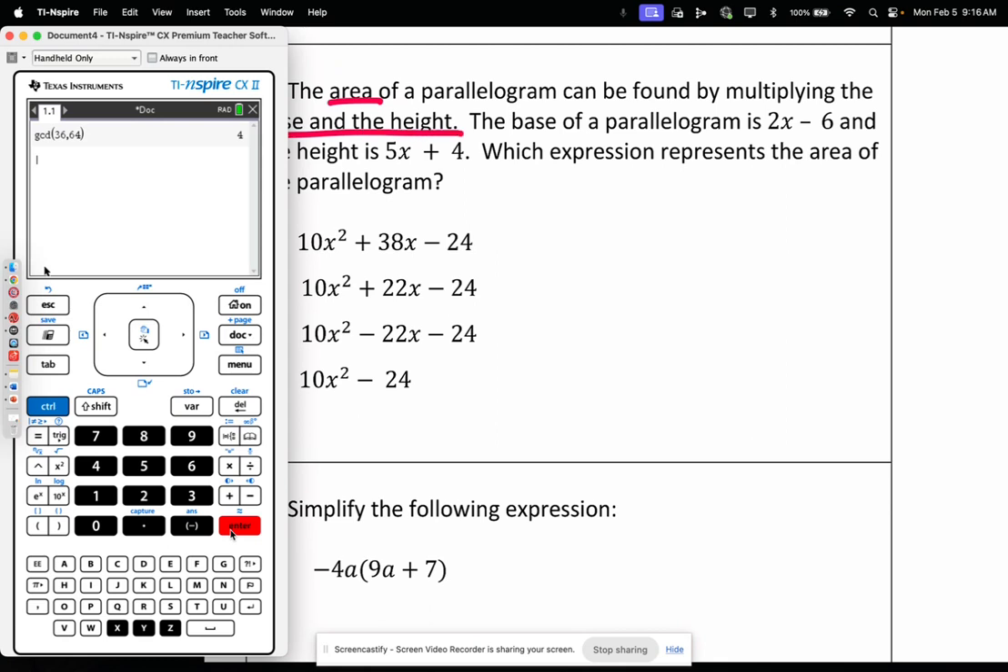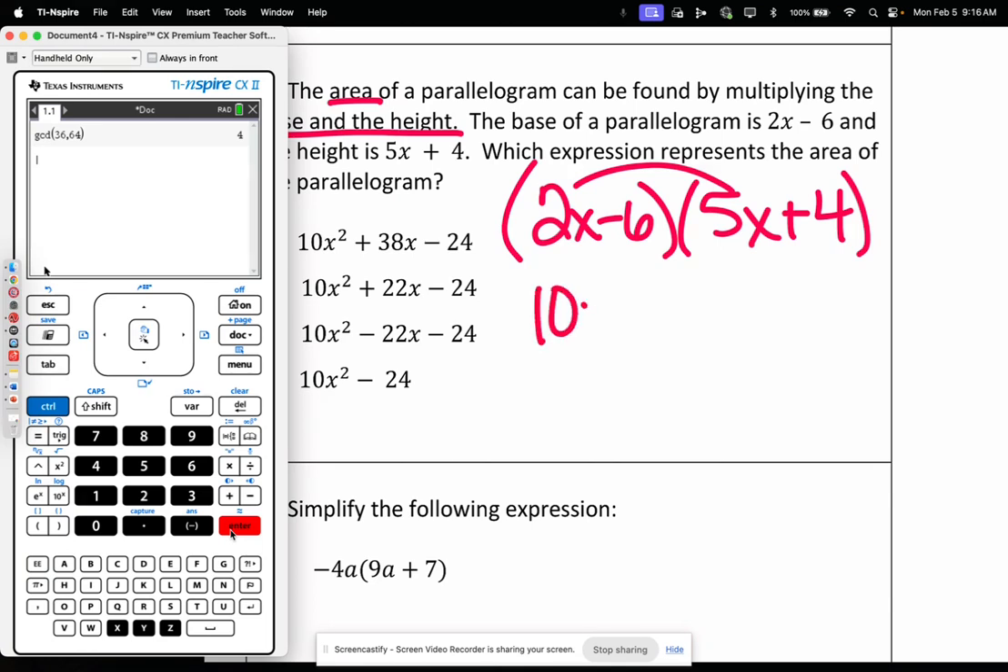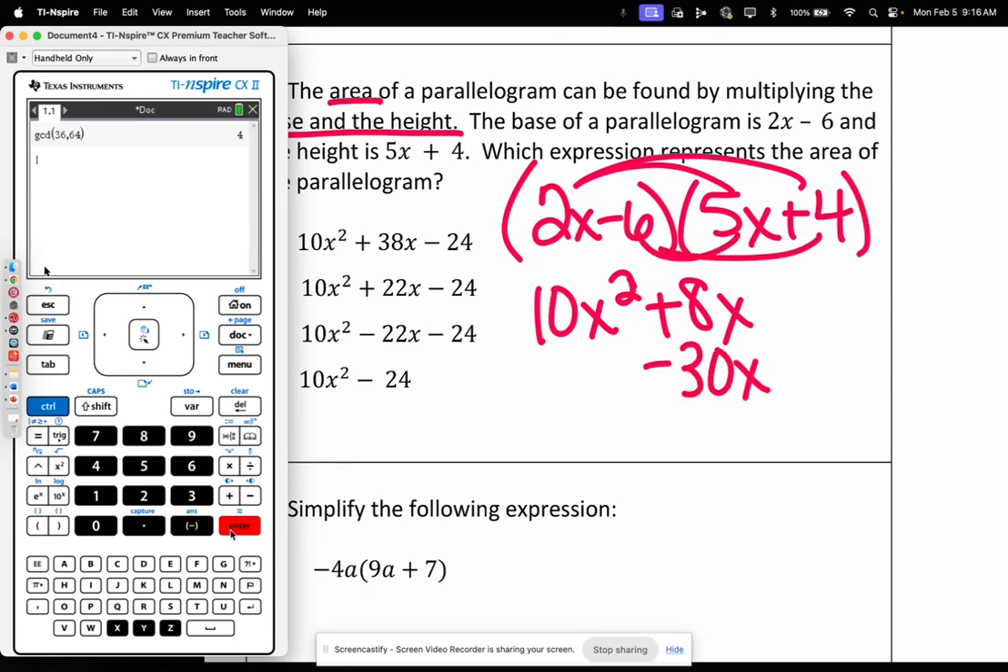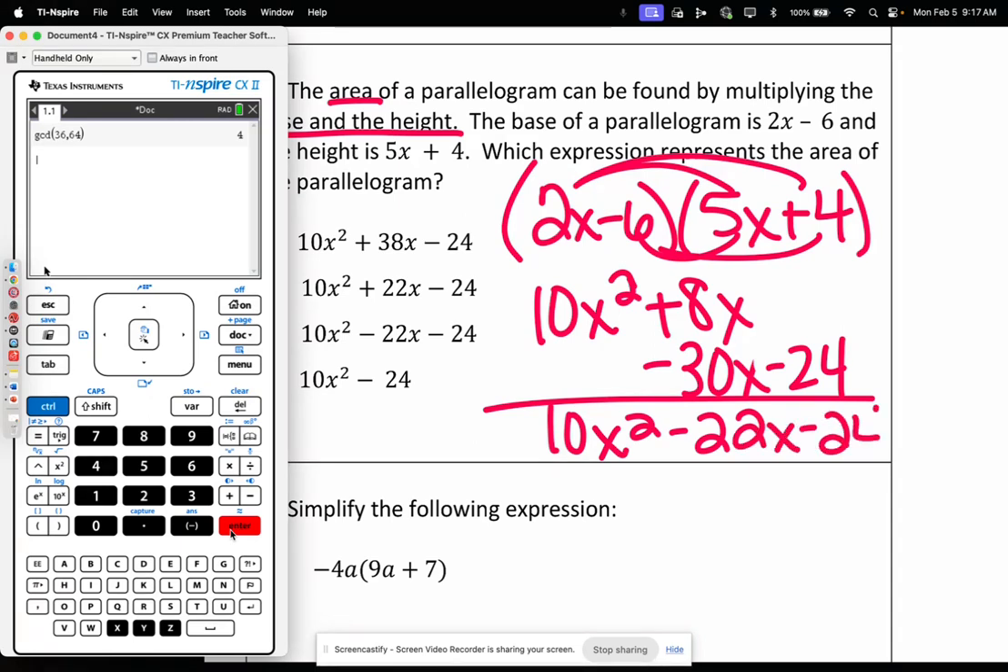Area tells you right here, length times width, or base times height. So we're going to multiply 2x minus 6 and 5x plus 4. And again, you can use box or you can distribute. Don't forget though that x times x is x squared, and a positive times a negative is a negative. And you can use your calculator to double check that math if you need to. A negative 30 and a positive 8 is a negative 22. So our answer is going to be H or C.